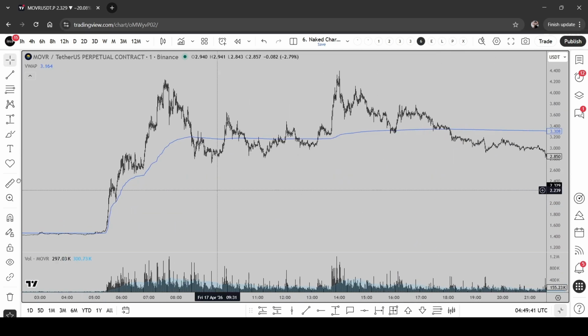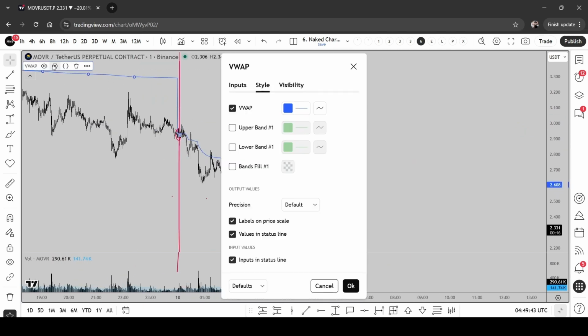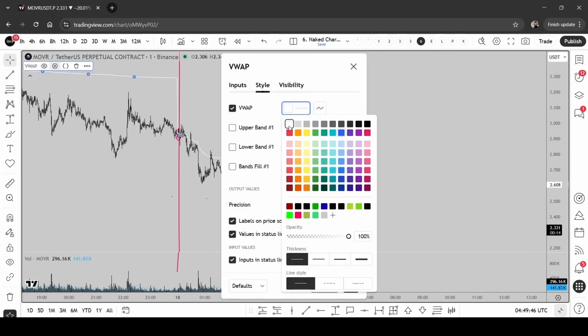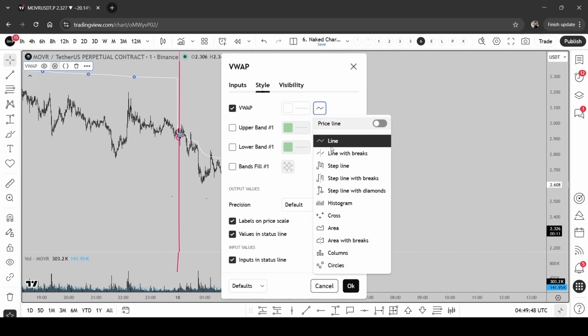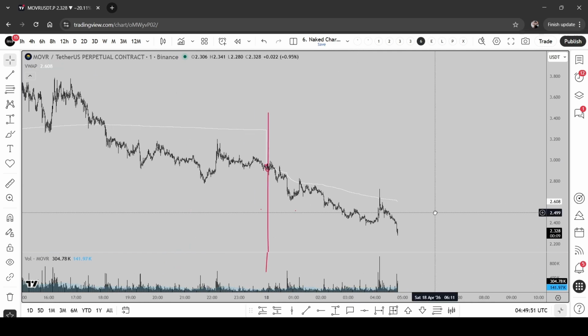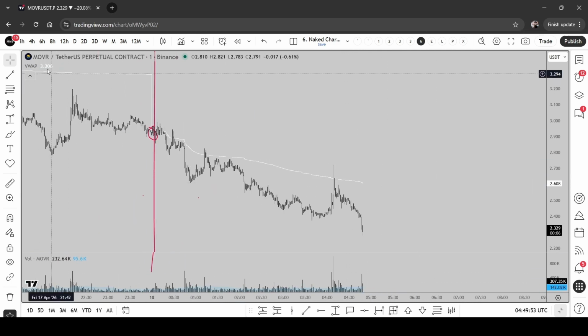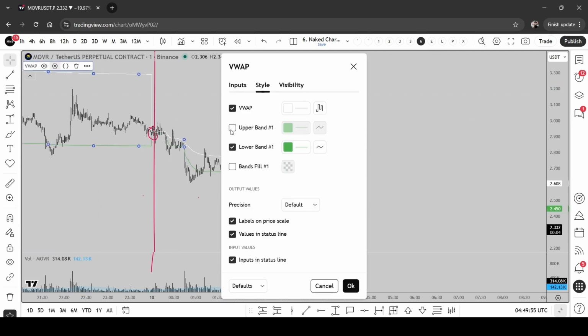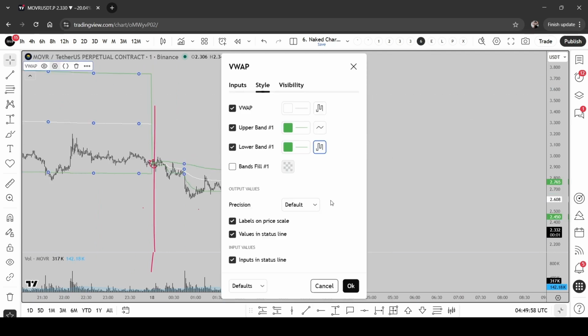Okay, so in terms of color schemes, we can't skip the color schemes. I just like having my VWAP as white, and I also like having the step line as well. And the other thing that you can do, I just like to have this just as a visual reference, is I'm going to put on the upper bands and the lower bands. And I'm going to leave the bands fill as unticked because I don't like having it filled with a color.